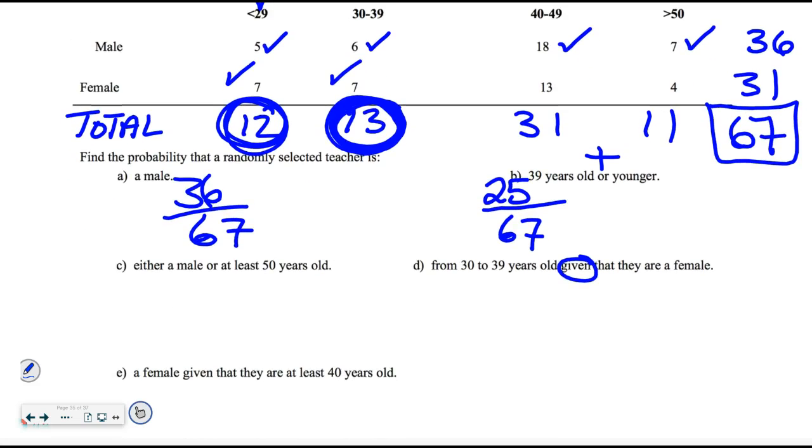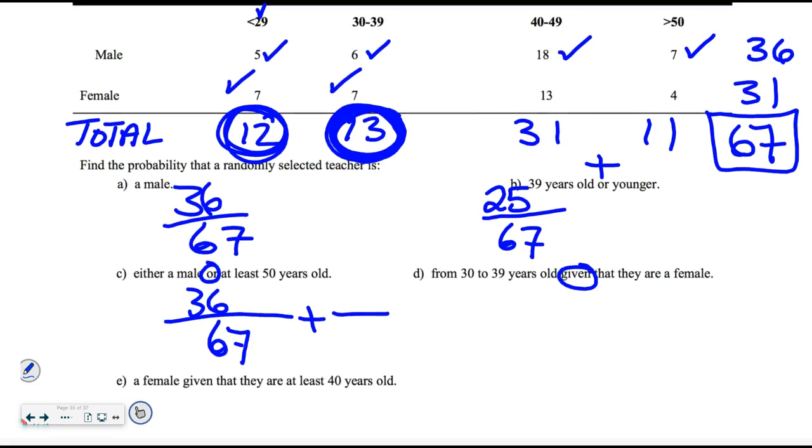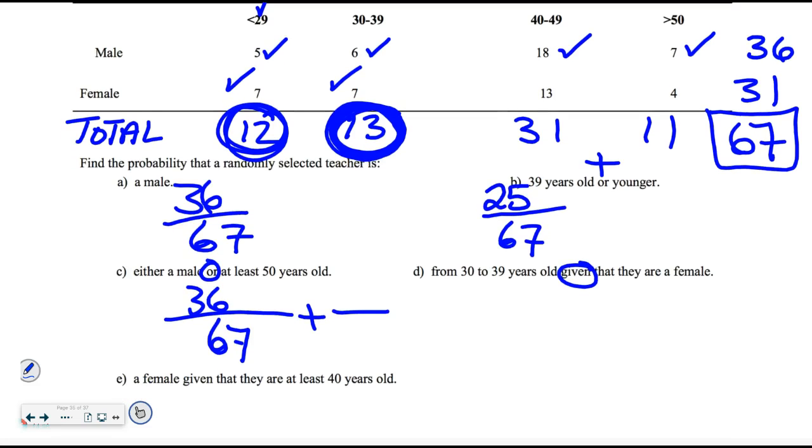All right, the next one. Again, what's on the denominator, guys? 67. The total's always on the bottom. You're either a male or, and what do we say we do with ors? Add. So we need the males, which you guys already got, or at least 50. So let's go back up to our at least 50. How many people are at least 50?